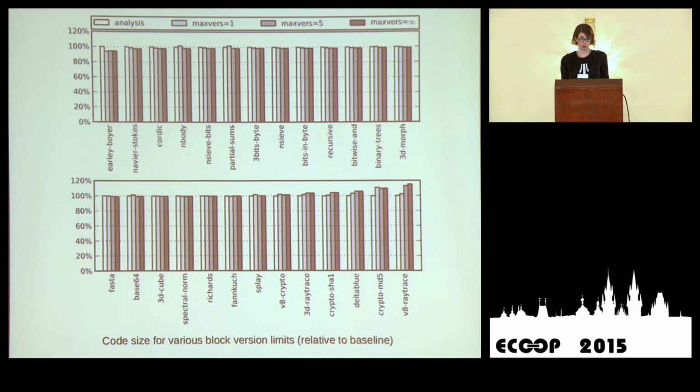This here is the code size for various block version limits relative to our baseline without basic block versioning. So as we can see, there is one benchmark where we get up to maybe 15% increase in code size, but in most cases, the increase is negligible, and we actually have many benchmarks where basic block versioning will reduce the code size because we're specializing the code and eliminating type checks. So in some cases, we get slightly more compact code.